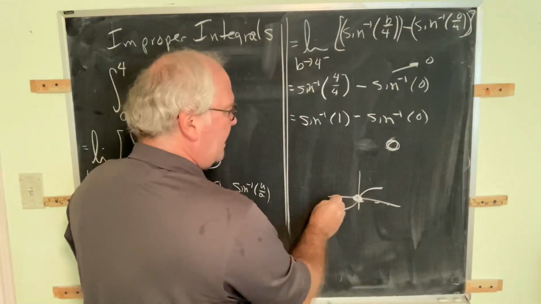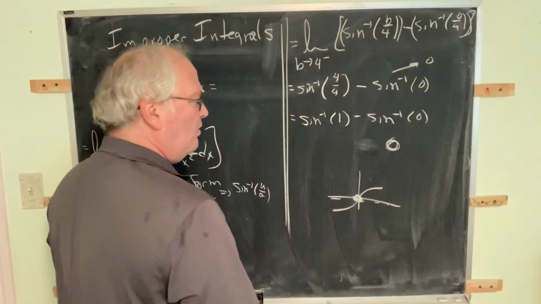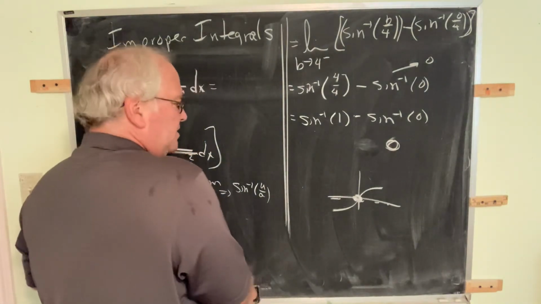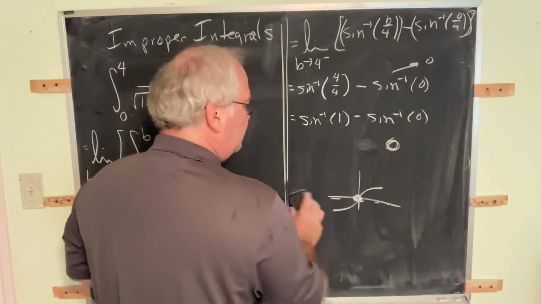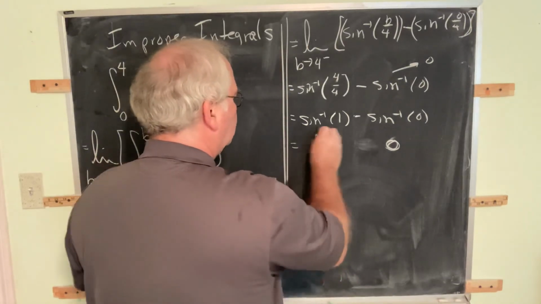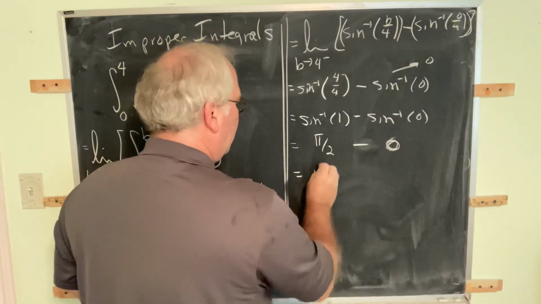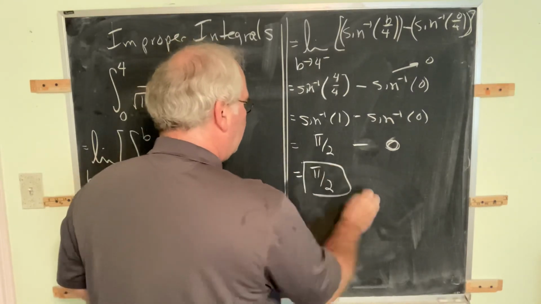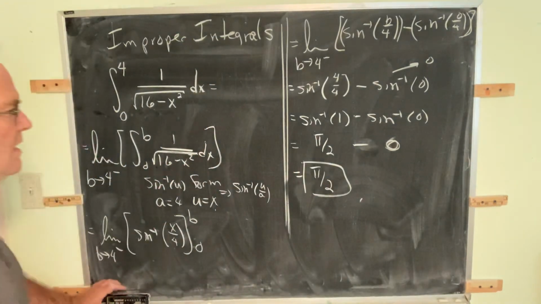What angle on the x-axis gives us the sine value of 1? Sine inverse of 1 is the x value that gives us 1. Well, that's pi over 2. So this is pi over 2. And that's straightforward.